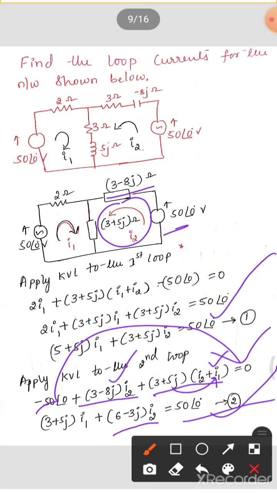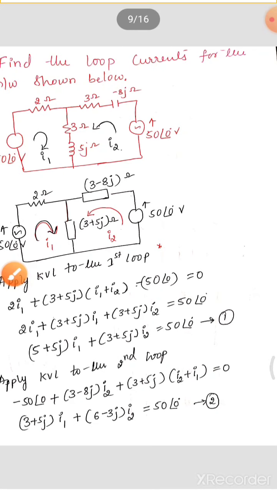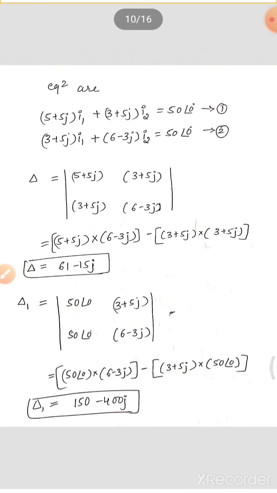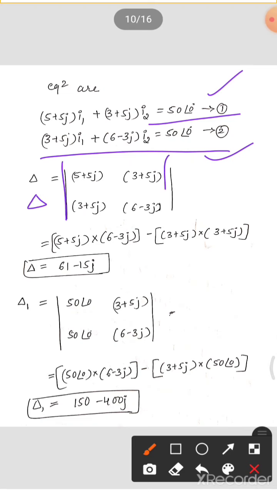What we have to do is, these two equations you cannot solve by calci, okay, since these are complex equations. So what you have to do is take those two equations. First one is (5 plus 5j) I1 plus (3 plus 5j) I2 equals 50. This one is your second equation. What you have to do is take a delta, which is equal to the determinant.